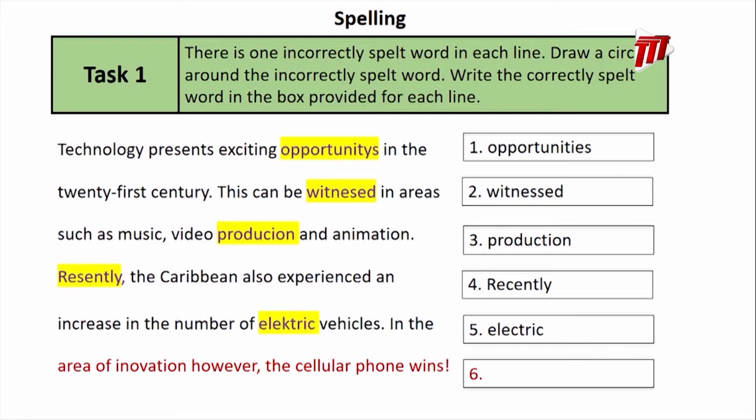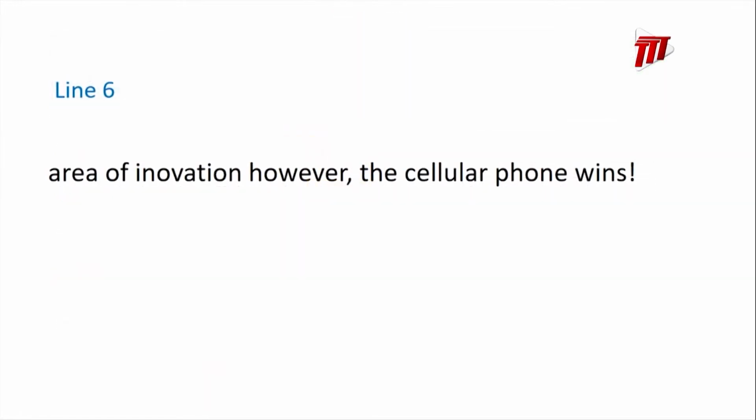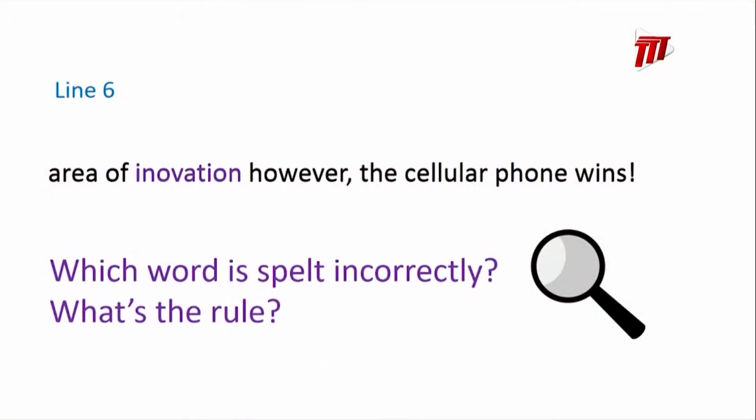In the area of innovation, however, the cellular phone wins. Have you figured out which word is spelled wrong there? In the area of innovation, however, the cellular phone wins. Yeah? Another frequently misspelled word. And what did I say about those frequently misspelled words? Take your list and learn it by heart. Which word is misspelled there? Yeah? Innovation. What is the correct spelling for innovation? What error do people make when spelling the word innovation?